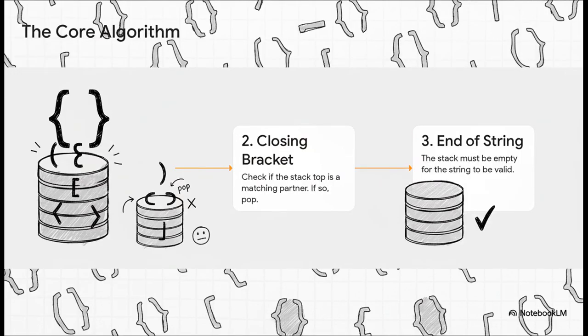The whole solution boils down to these three simple rules. That's it. Rule number one: as we scan through our string, anytime we see an opening bracket, a parenthesis, a square, a curly, we just push it onto our stack. Rule number two: the moment we see a closing bracket, we stop and peek at the top of our stack. If it's the matching opener, great. We pop it off and that pair is considered resolved. If it's not a match or if the stack is empty, we can stop right there.